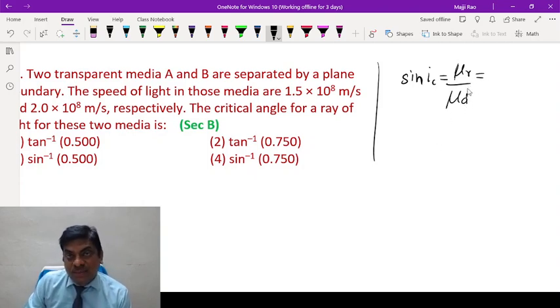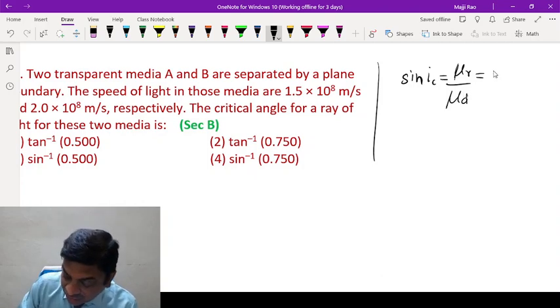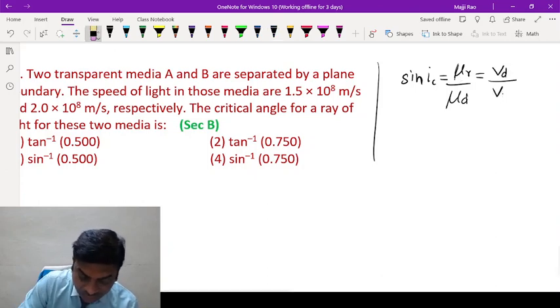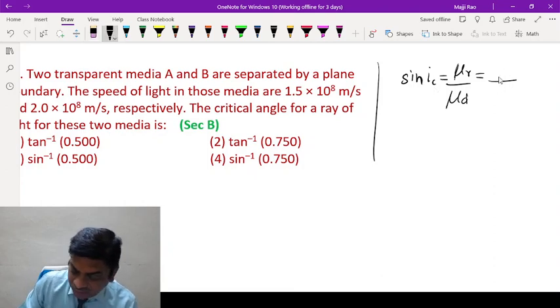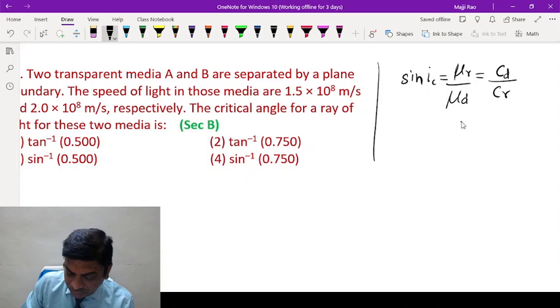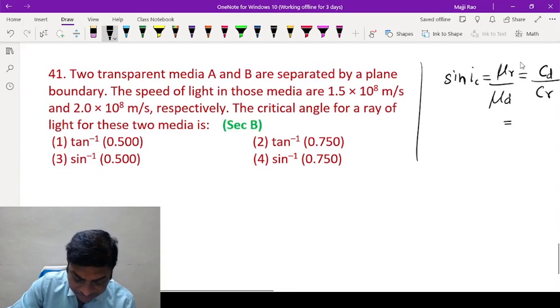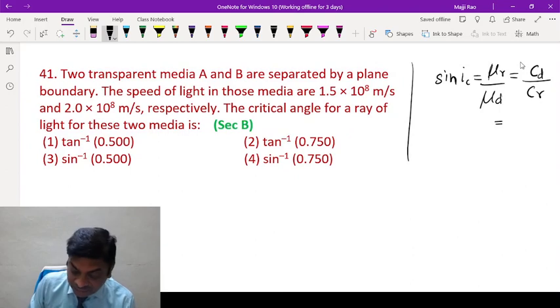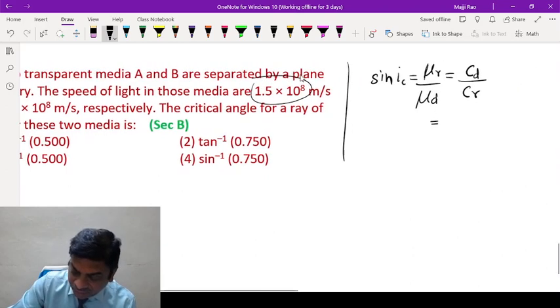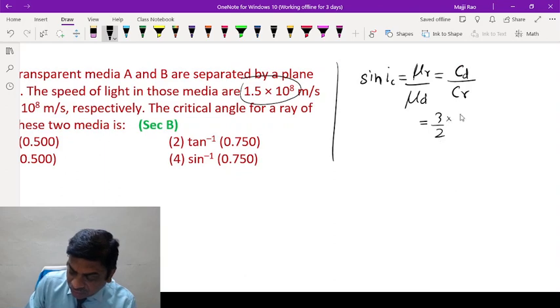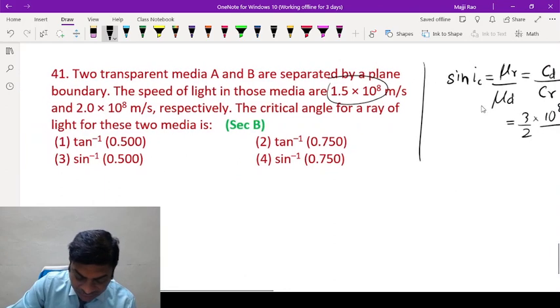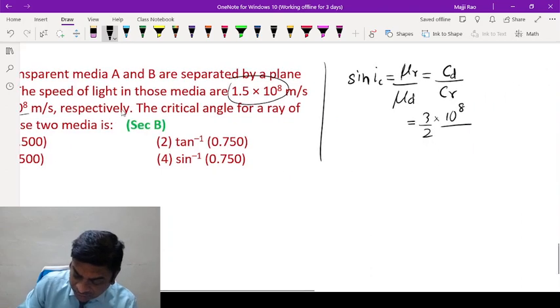Since mu varies inversely as speed of light, greater the speed, rarer will be the medium. So in that case I can write speed of light in denser medium upon speed of light in rarer medium. So I'll denote the speed of light by C. So I'll write this as C_D upon C_R. Speed of light in denser medium will be less, so less speed means 1.5 into 10 power 8. 1.5 I'll write as 3 by 2, 10 power 8. Whereas speed of light in rarer medium will be more, that is 2 into 10 power 8.